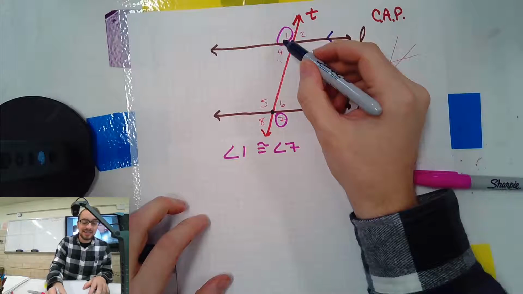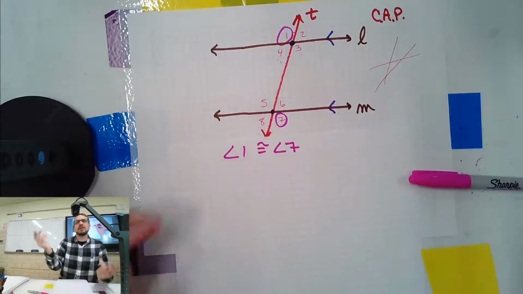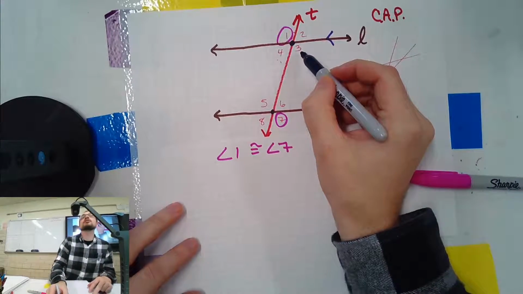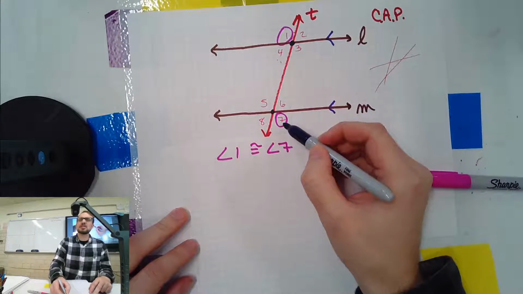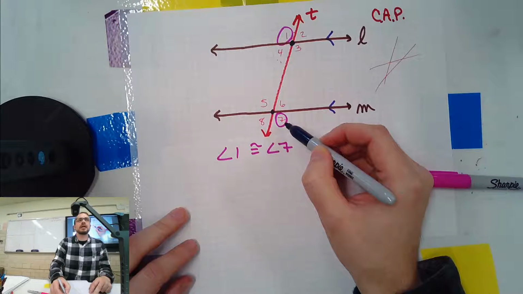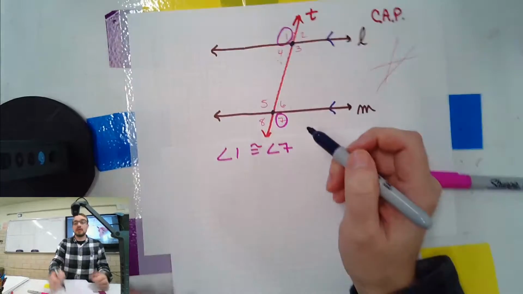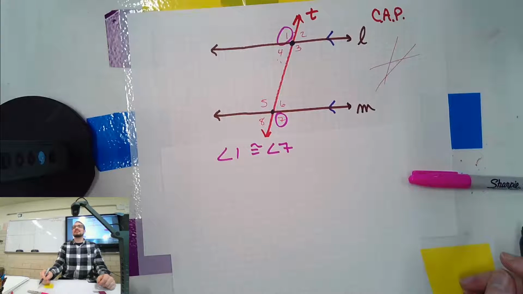So 1 is supplementary to 2, which 2 is the same as 6. Fine, whatever. We don't care about that. 1 and 3 are the same by vertical angles, aren't they? Okay. And 3 and 7 are the same by what? Corresponding angles postulate, right? Therefore, 1 and 7. So yeah, they are going to be congruent, and that was literally the proof.